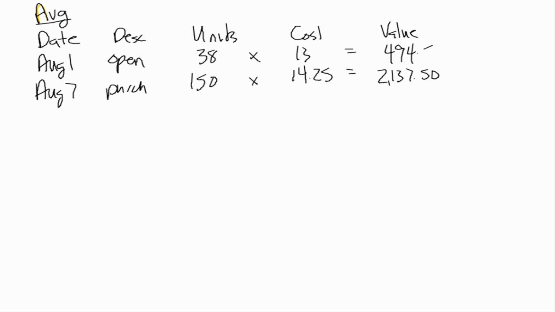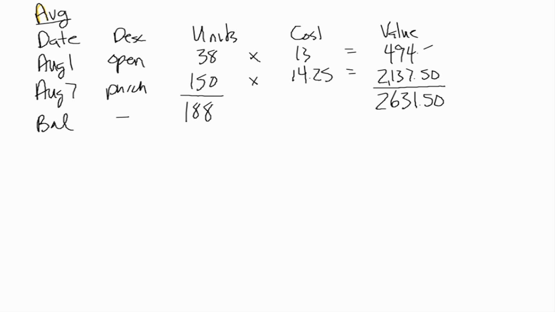Remember that there's a change now. We're going to do a sale. And as soon as there's a change, what do we have to do? We have to do a balance. So we're not going to do this. We're going to add these two together. And so this is 188. We're going to add these together. And this is $2,631.50.